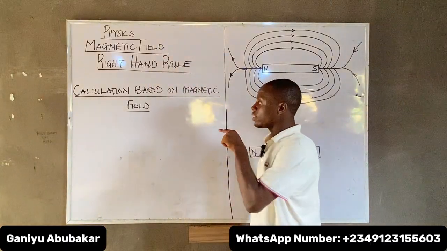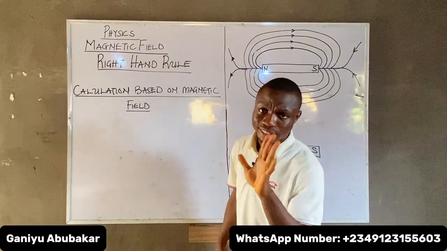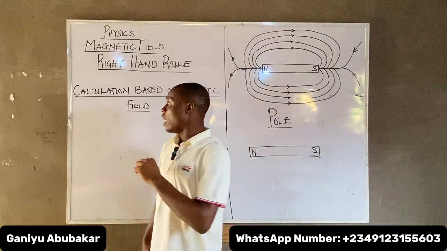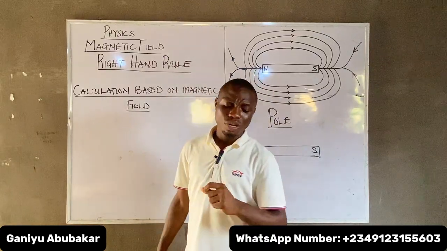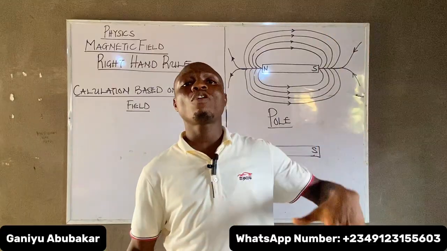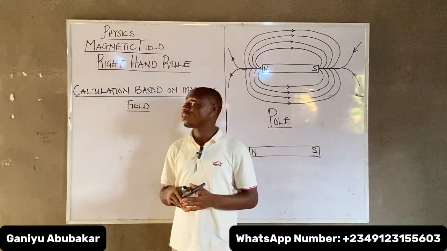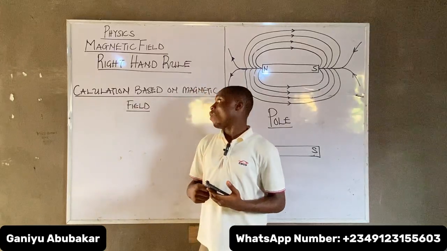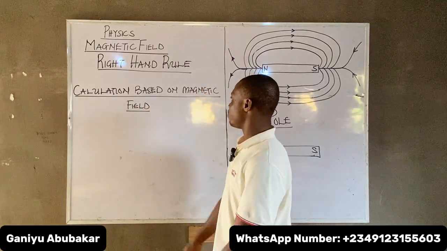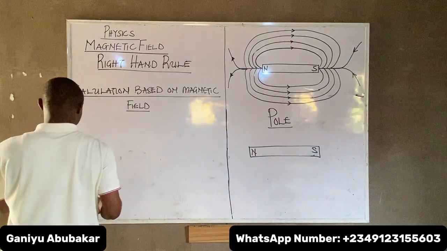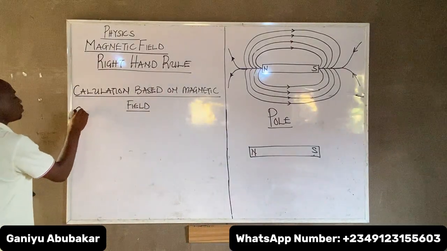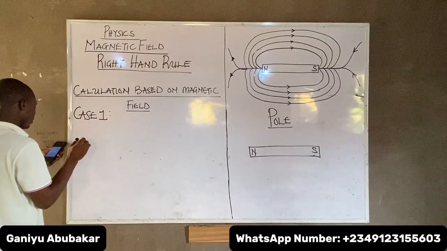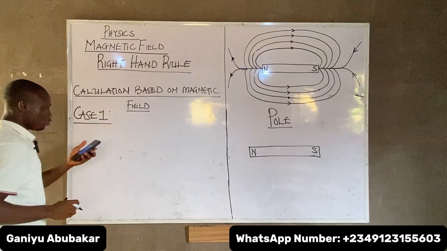In this concept, there are two cases. We'll do case one and case two. After that, in our next video, we'll solve several past questions in the study of magnetic field, or perhaps magnetism. Let's start with case one.